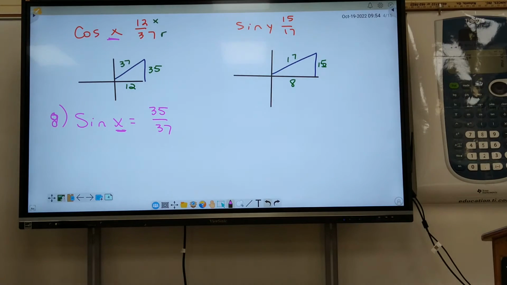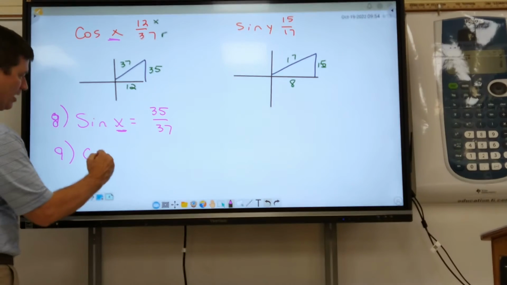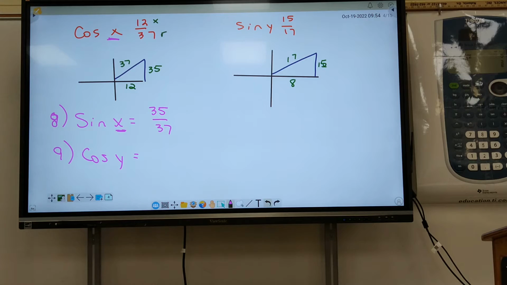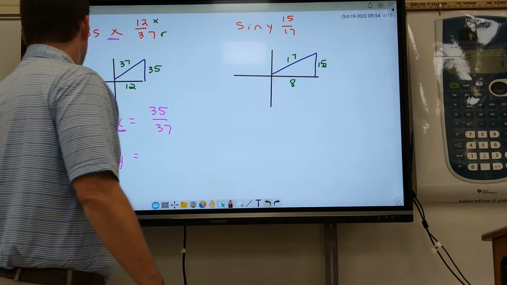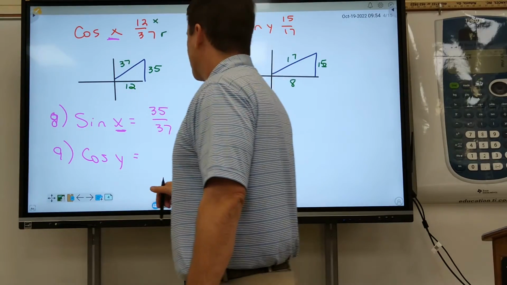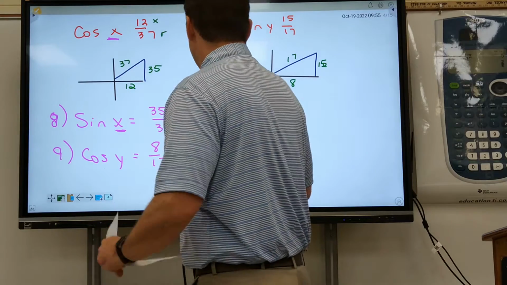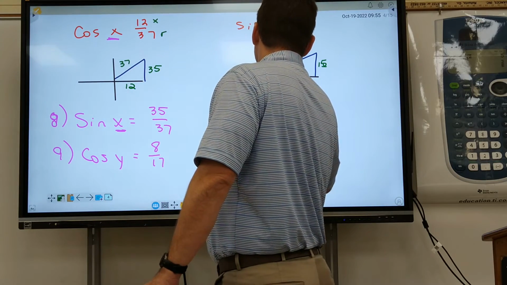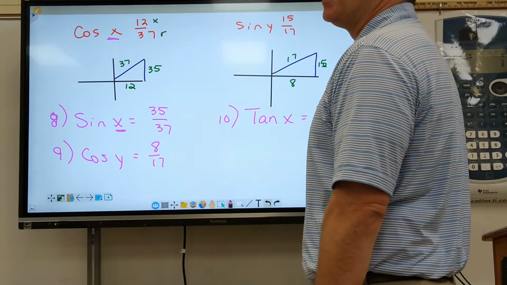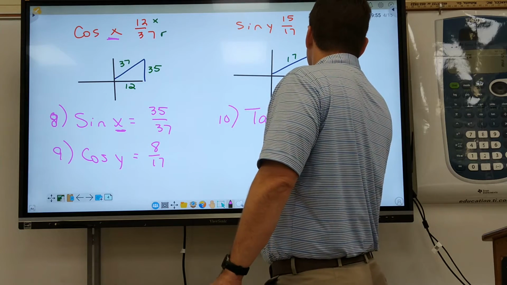Any question on 8? 9 says cosine of y. Which triangle do I look at when it asks you cosine of y? Good. Cosine is 8/17. 10 says tangent of x. X means look at the first triangle. What's the fraction going to be? Tangent. Yep, 35/12.